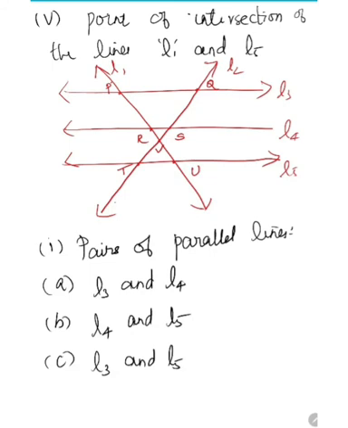The second one is pairs of intersecting lines. What are the lines that intersect here? L1 and L2, L1 and L3, L1 and L4, L1 and L5, L2 and L3, L2 and L4, L2 and L5. These are all the intersecting lines.